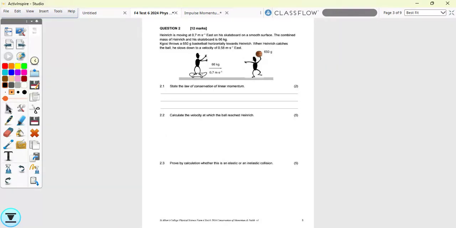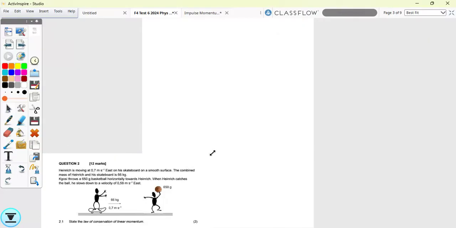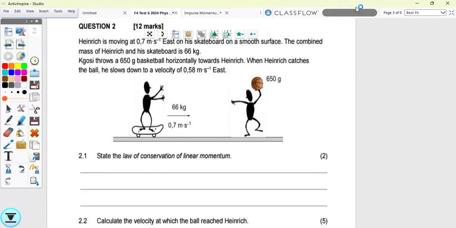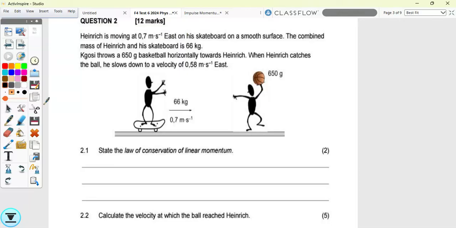Move on to this one. Okay, so they've got the masses, and so they've got the scenario. He's standing still, I think. No. Heinrich is moving east, combined mass. Josie throws a basketball. Oh, the basketball has the mass. So immediately you're going to write 0.650 kilograms. That is in kilograms.